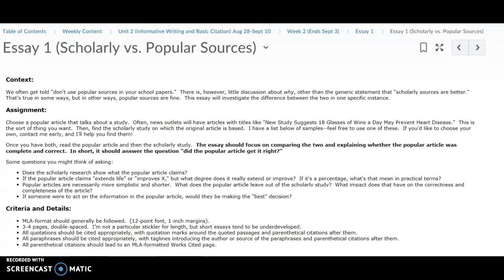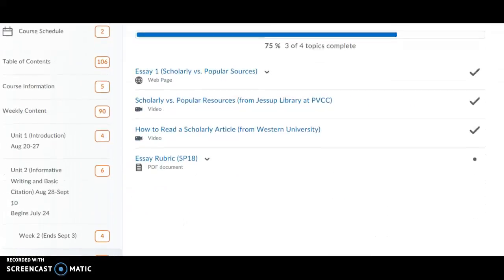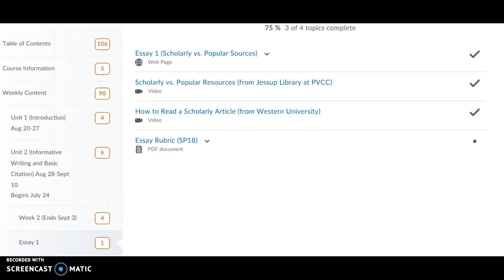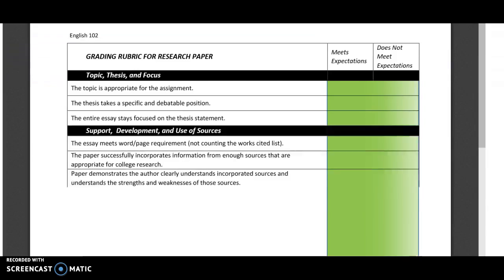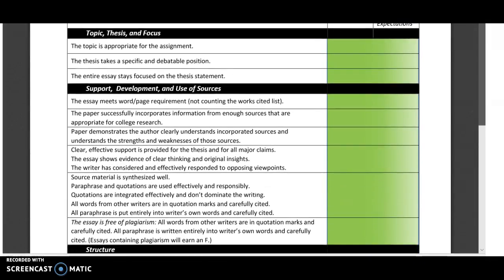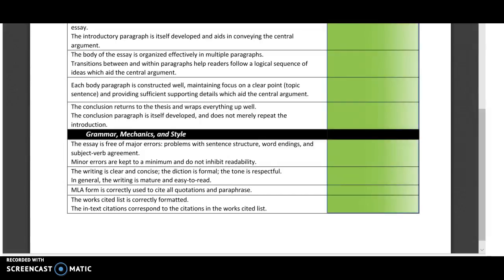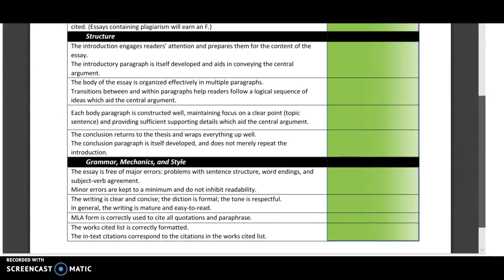So I'm in the Essay 1 folder here. You guys can obviously see that. We just looked at the essay prompt. Then there is the essay rubric. This is the rubric I'll be using to grade you guys. You can take a look through here so you have a sense of what I'm going to be looking at as I grade your papers, okay? Just to give you a little clue, you can check this out and see what I'm going to be focusing on specifically. If you've got any questions, don't hesitate to let me know.